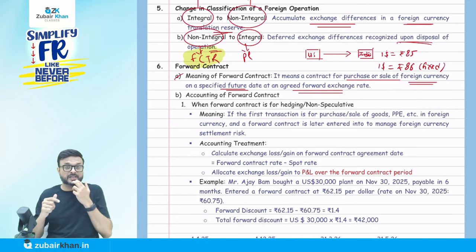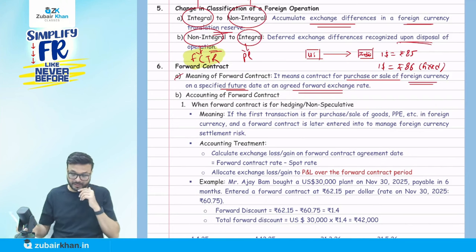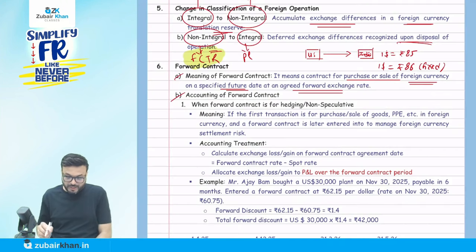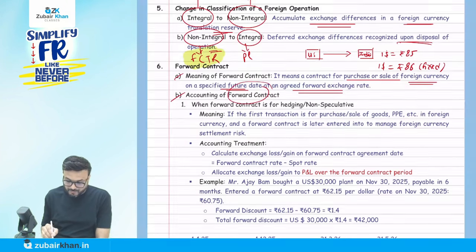So this is, first of all, the forward contract. The first thing we have here is that there are two types of forward contract in accounting treatment: for hedging or non-speculative.